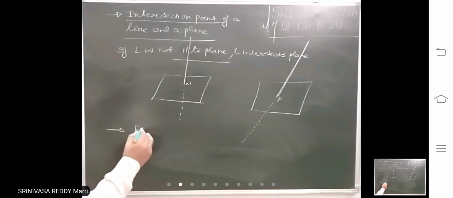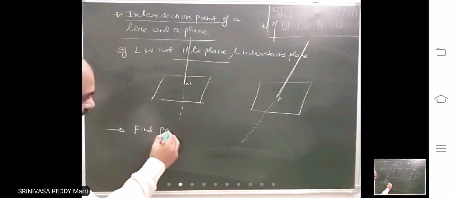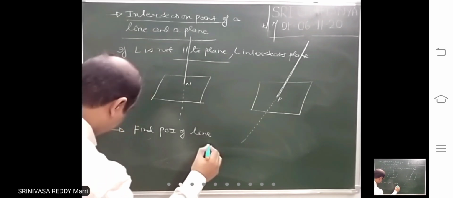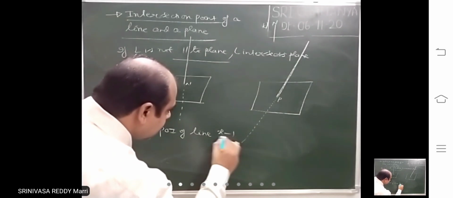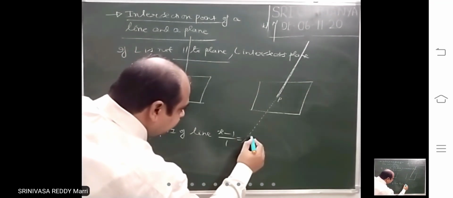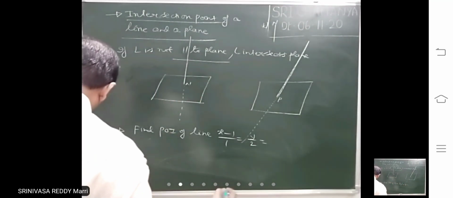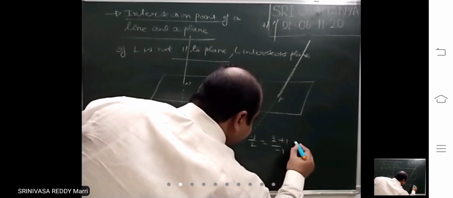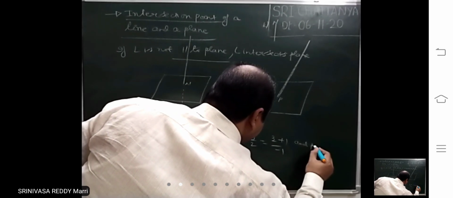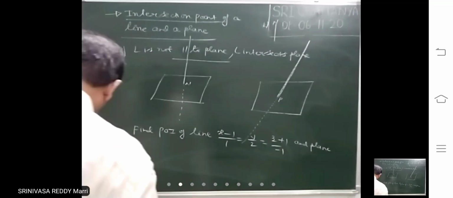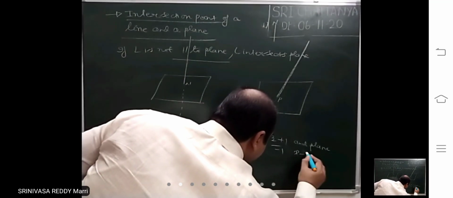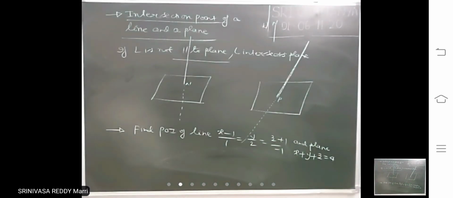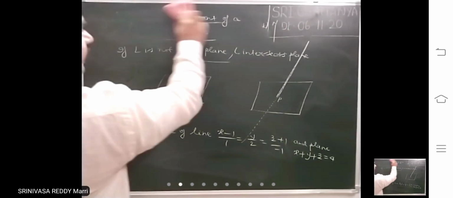It is very easy to calculate the line and plane intersection point. Find the point of intersection of the line (x minus 1)/1 equals y/2 equals (z plus 1)/minus 1 and the plane x plus y plus z equals 4. Look, it is very easy to calculate the point of intersection of a line and a plane.